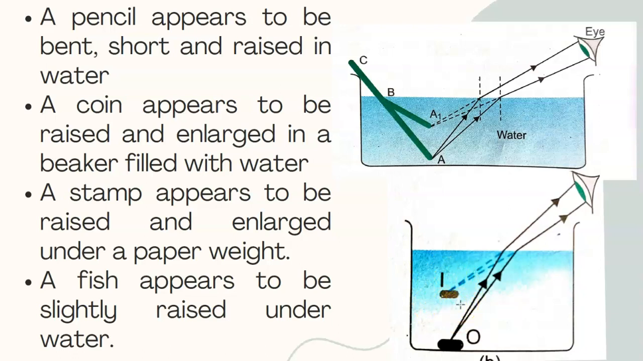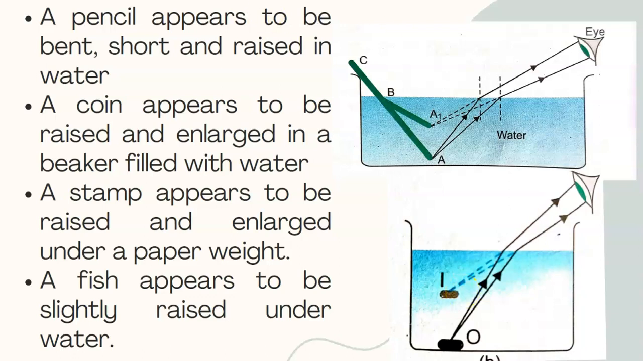So there are a few similar phenomena that we can explain based on refraction of light. First one, a pencil appears to be bent, short and raised in water. Second one, a coin appears to be raised and enlarged in a beaker filled with water. Similarly, a stamp appears to be raised and enlarged under a paperweight, and a fish appears to be slightly raised under water. Remember, anything that is put inside water will always appear to be slightly raised and slightly bigger.